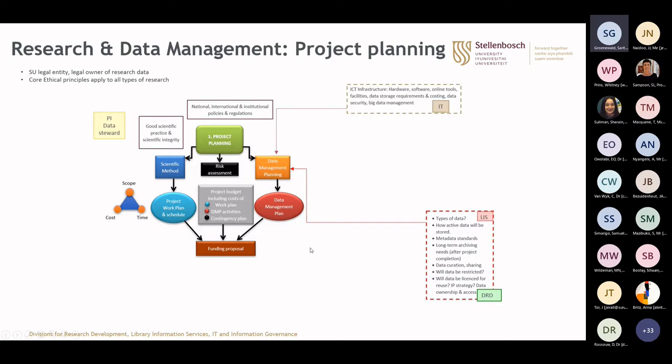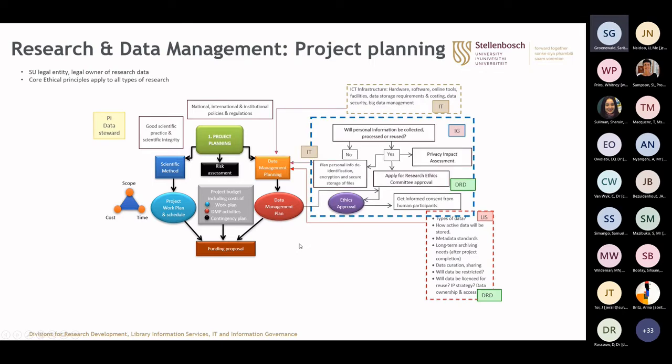The IT division will help with the ICT infrastructure, and that includes hardware and software and other tools. And they also have a cost calculator that researchers can use to calculate the costs of their data management, the management of their research data. So they can help with that, and that's going to be important for your budgeting.